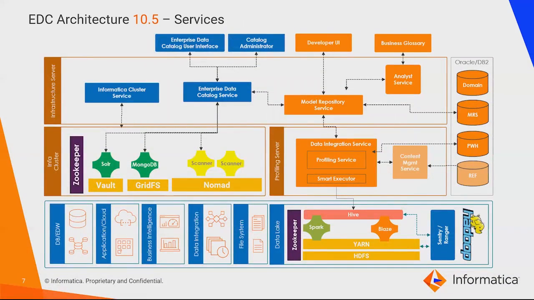So in terms of the architecture diagram, the Informatica server has not changed. So you still have your Informatica domain, your Informatica node, where you'll have your model repository service, you'll have your DIS, you'll have your analyst service potentially, and there will now be a new Informatica cluster service. The Informatica cluster service will be managing the new Informatica cluster services: the Nomad, the MongoDB, Solr, and Zookeeper as well, which are still there. And the EDC will now connect to the Informatica cluster service instead of to the old Informatica Hadoop service.